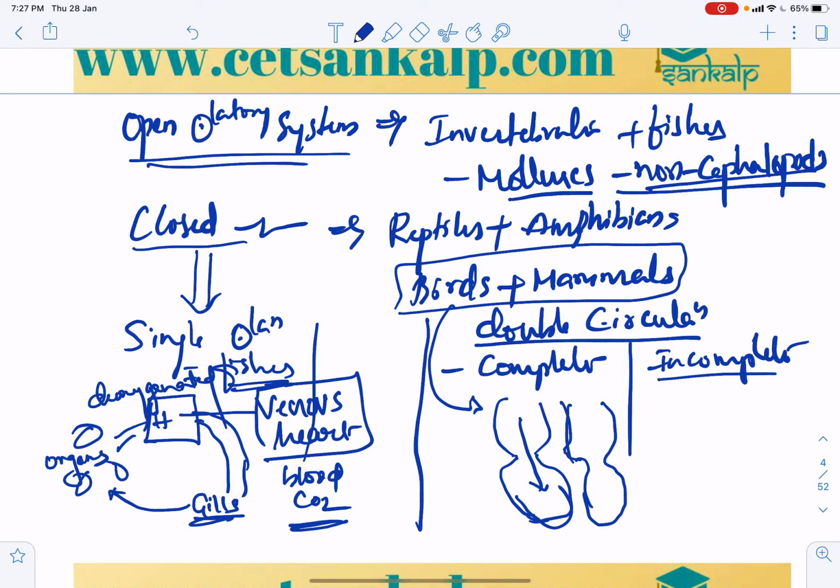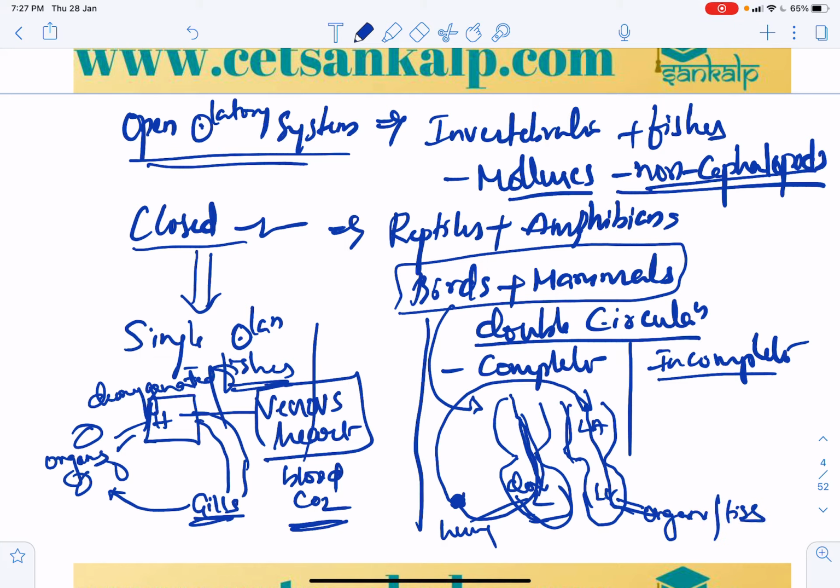The right side always receives the deoxygenated blood, and that will be pumped to the lungs, right, where oxygenation will be done, and that will be pumped back to the left auricle and then to the left ventricle, and from there to all the organs. So once it receives, it will move to the lungs. From the lungs, once again it will come to the heart and then to the organs. So before reaching the organs or tissue, it will pass through the heart twice, hence it is called double circulation.